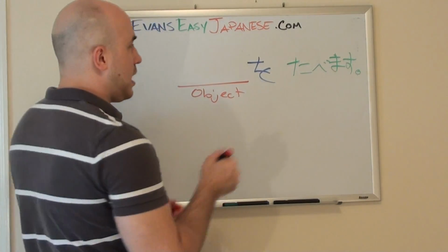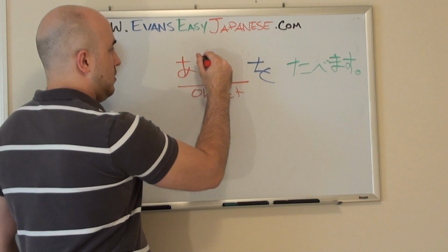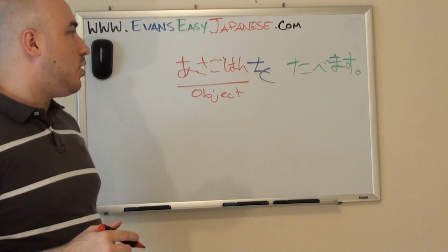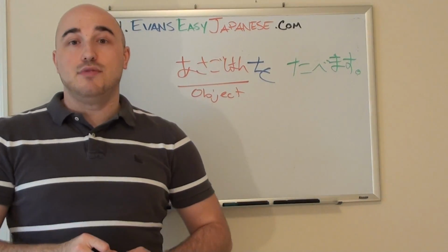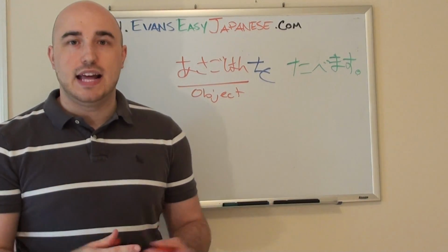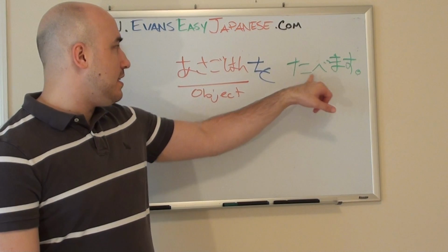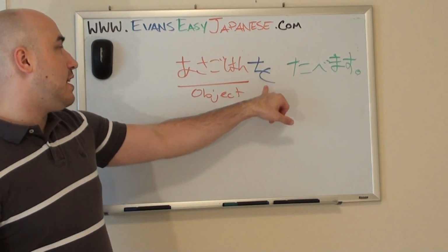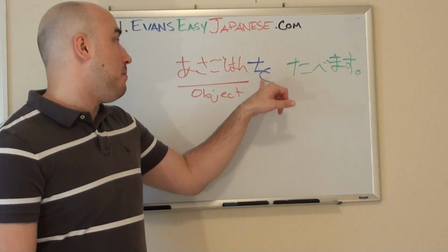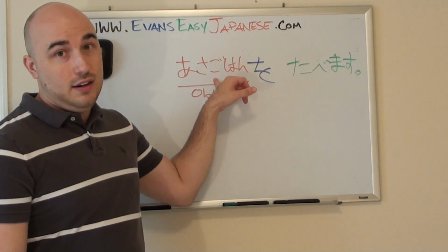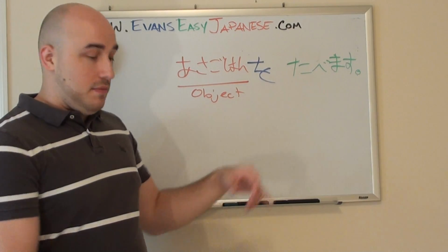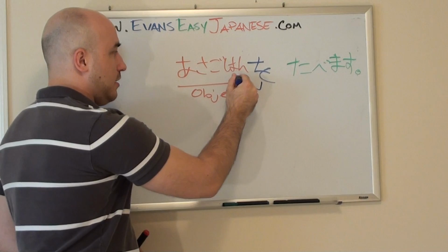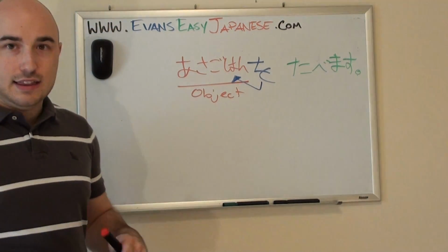And if we throw in a new vocabulary word here, asa gohan. Asa gohan o tabemasu. I eat breakfast. That simple. What is it that I eat? Eat, tabemasu. What do I eat? The thing that I eat is asa gohan. This o tells us that what I'm talking about as the object of the sentence is the thing that comes before it.